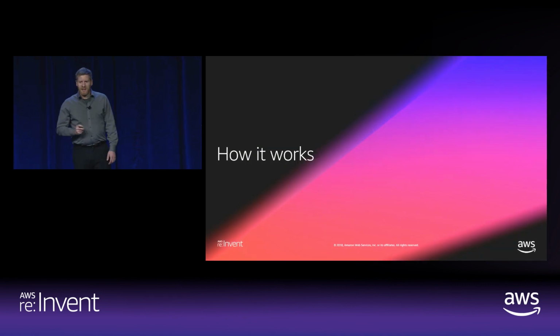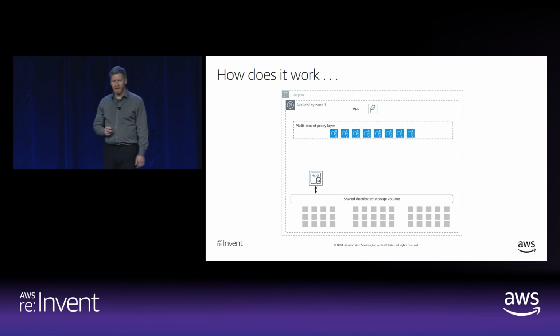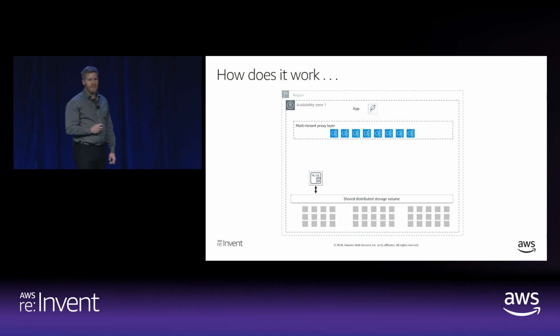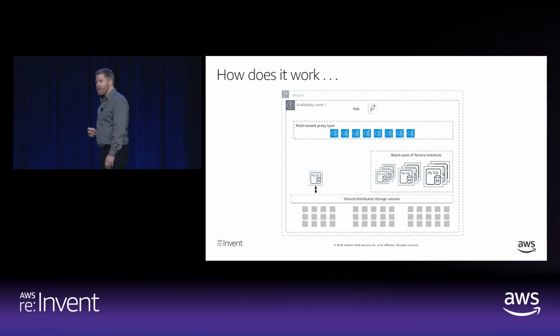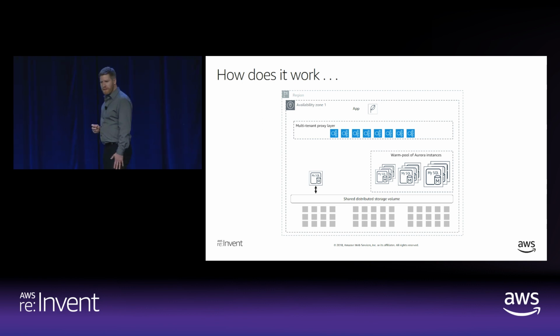Now, what I want to get into next is how does it actually work behind the scenes? How does it solve these problems that I've described? So what we start out with is something that looks a little bit similar to what I showed before. You've got your application server fleet, you've got your database, but the first thing we did was we added this multi-tenant proxy layer where we have thousands of proxy servers that load balance horizontally without introducing any single point of failure. The next thing we did was we added a warm pool of database servers so that when we decide to make a scaling operation, we can swap hosts in and out very, very quickly.